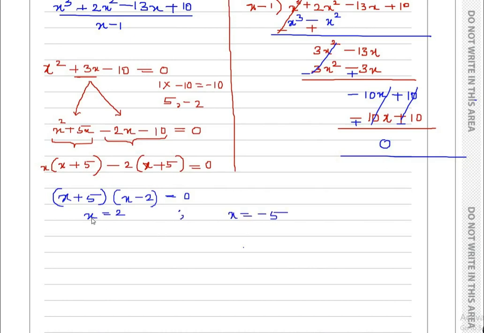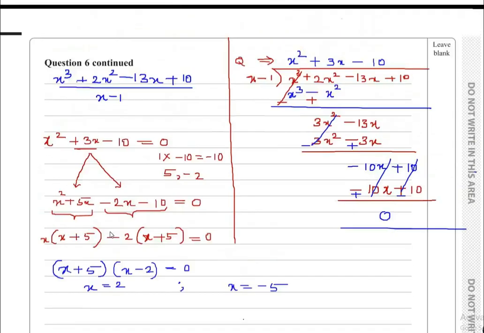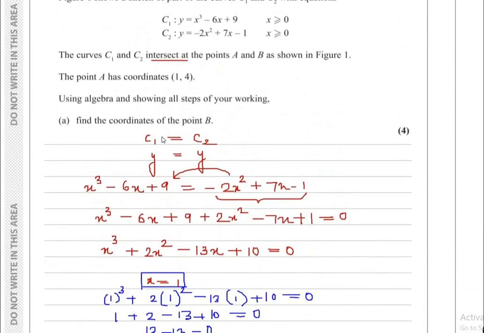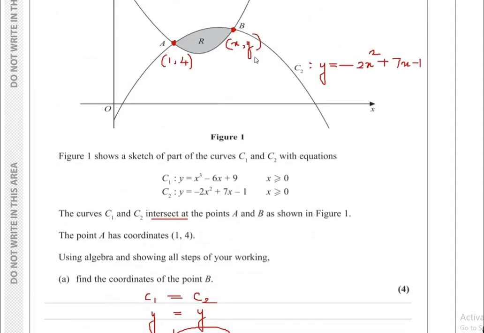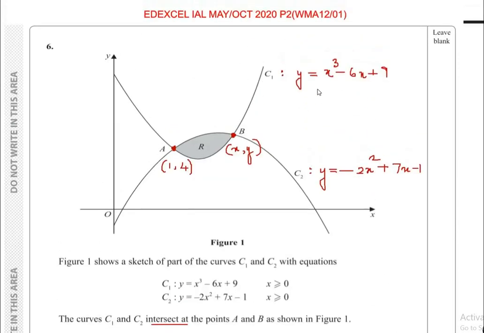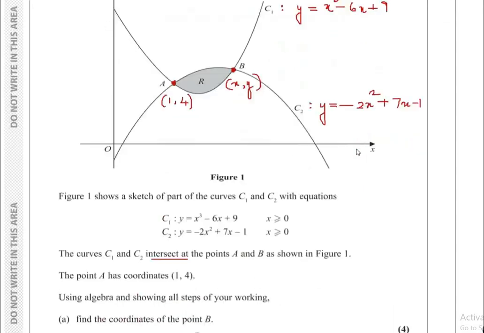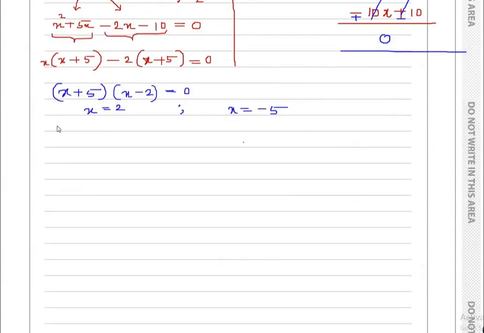Now let us find out the y values for the point B. So for the point B, we can take one of the equations, either C1 or C2, because B is a meeting point of C1 and C2. I will take the C1 equation, x cubed minus 6x plus 9.